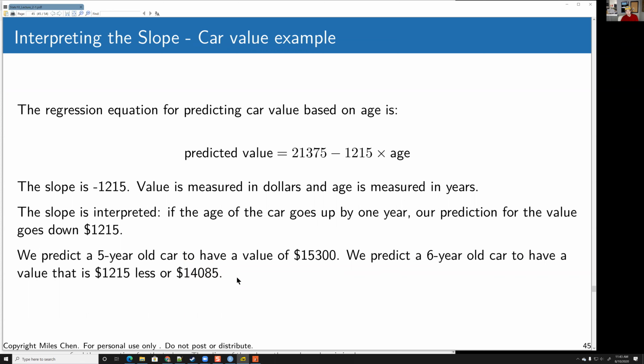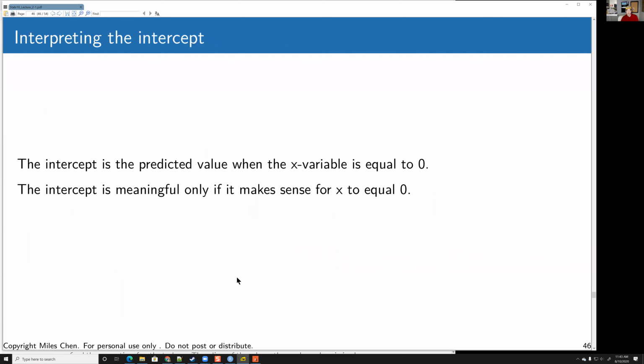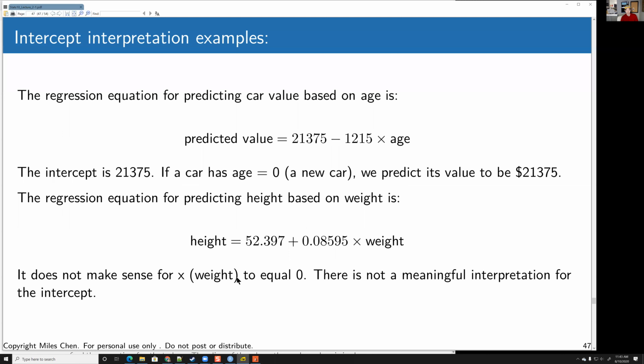So that's what we have for interpreting the slope. As far as the intercept goes, the intercept is our predicted value if x is equal to 0. The intercept is only meaningful if it makes sense for x to equal 0. When we're predicting the value of the car, can you have a car with an age of 0? Yes, you can. Age 0 means you have a new car, and we would predict the value to be the value of the intercept, $21,375. So this is what we're predicting to be the value of a new car.